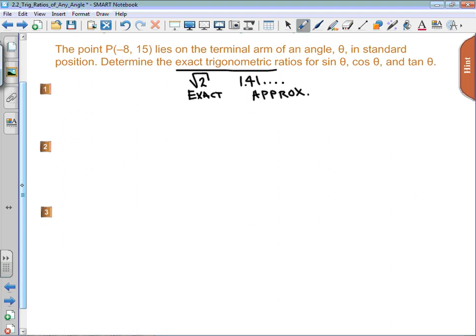radical in it. All right, so it says that the point -8, 15 lies on the terminal arm. I'd like to identify right away that this lets me know that x is -8 and y is equal to 15. That's what coordinates really tell us: the x is first and the y is second, it's that ordered pair. Now, because x is negative and y is positive, we have to be in quadrant 2.